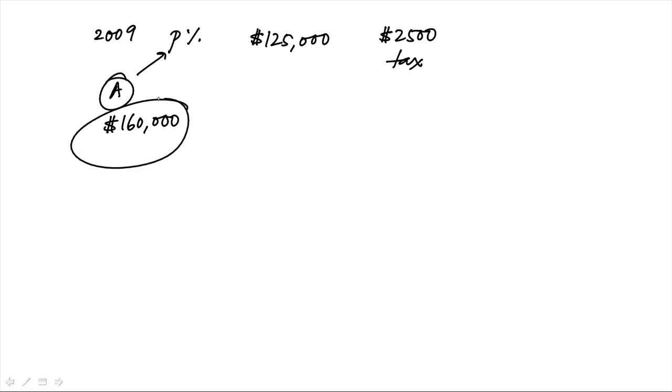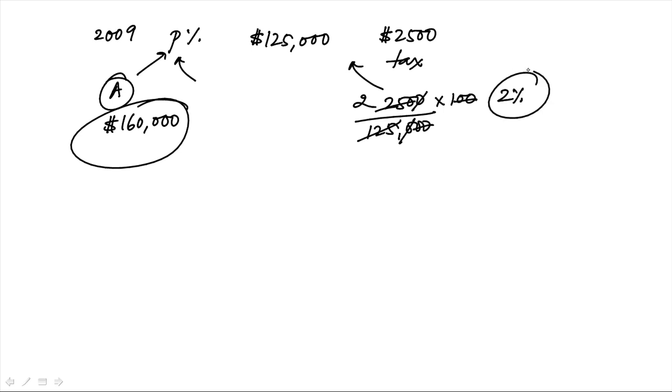So there are two ways we can do this problem. The first one, which is a little bit longer, is to find what the value of P is, meaning what is the property tax as a percentage. And that would be 2,500 over 125,000 times 100. And we can simplify this, knock out these two zeros. 125 goes into 250 twice. So the property tax is 2%.